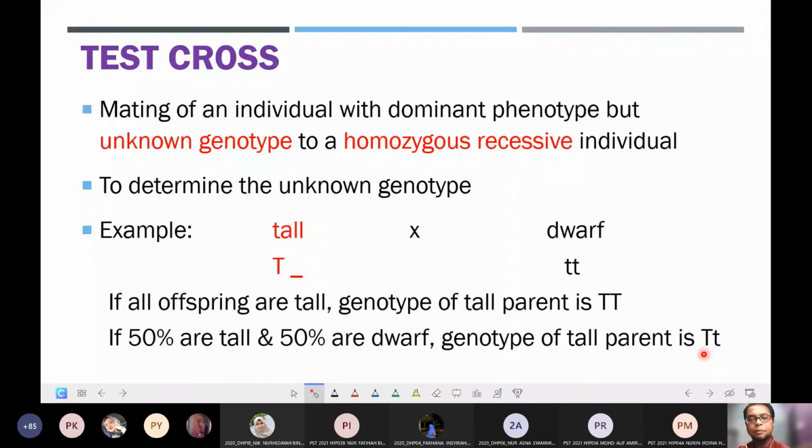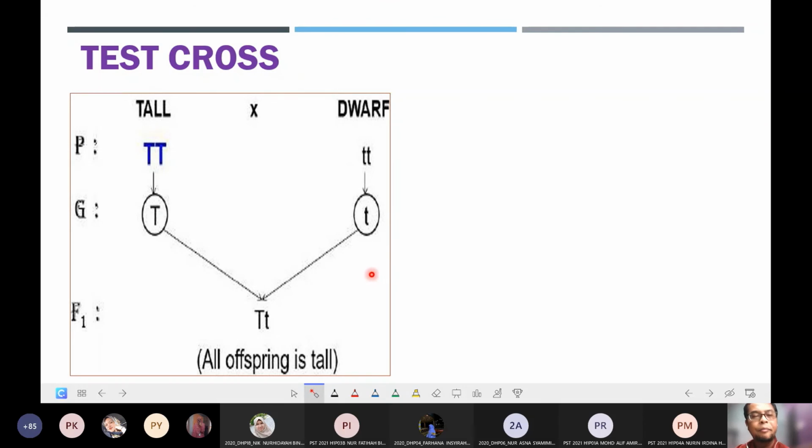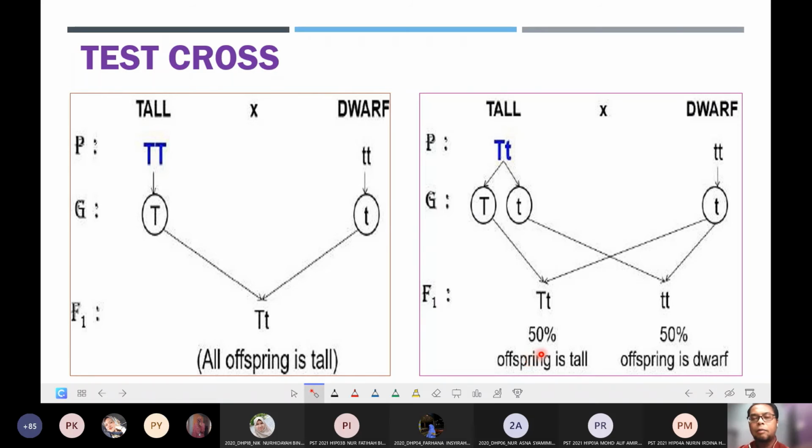How do we explain this? This can be explained by this genetic diagram, in which we can see that if all of the offspring from the test cross are tall plants, then we should know that this genotype will be homozygous dominant, capital T, capital T. But if 50% of the offspring of the test cross are tall plants and another 50% of the offspring are short plants, then we can conclude that this genotype will be heterozygous condition, in which it will be capital T and small letter t. So this genetic diagram helps us to understand and determine the genotype of this tall plant. So this is about the test cross that can be done to determine a particular unknown genotype.